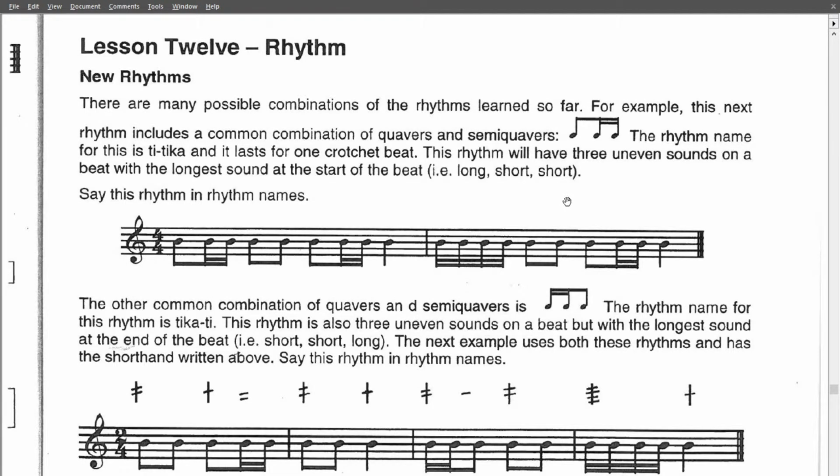If you could all now take your hands out and clap along with me, I'll play this one more time. Please clap this rhythm or tap it on your desk. 1, 2, 3, 4.